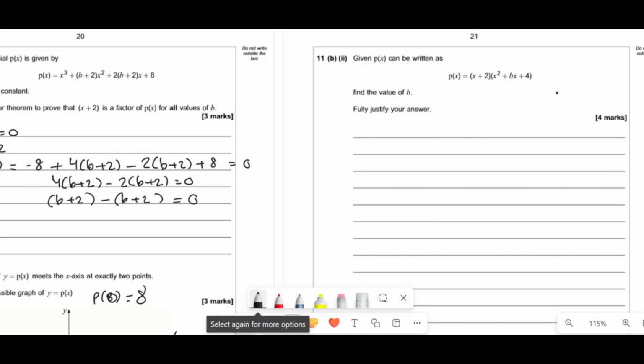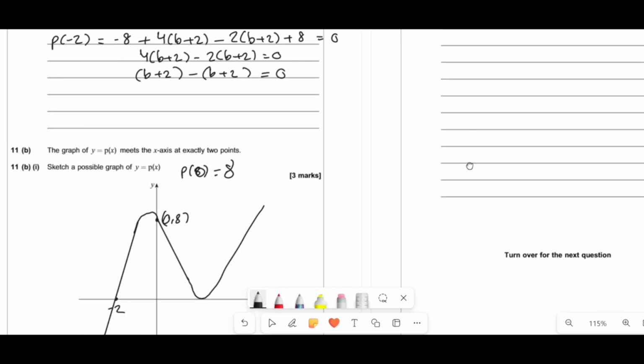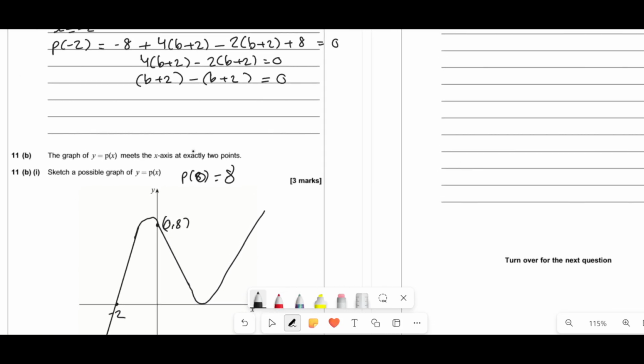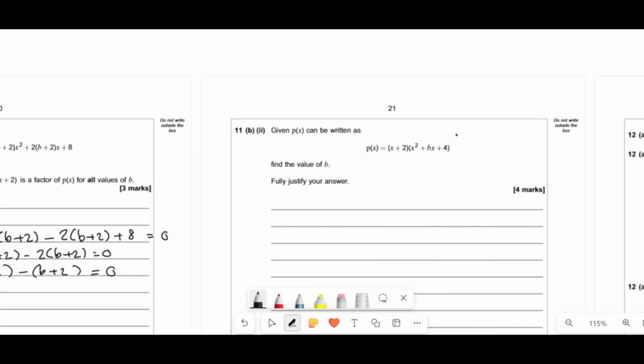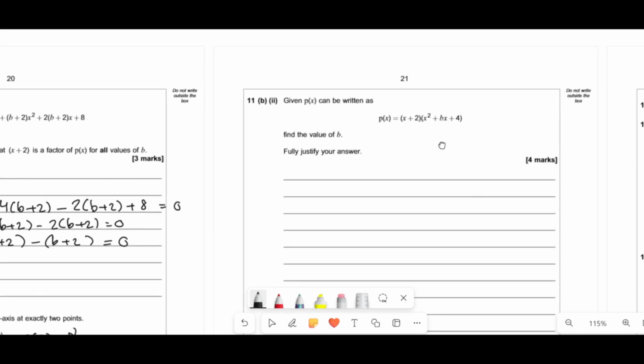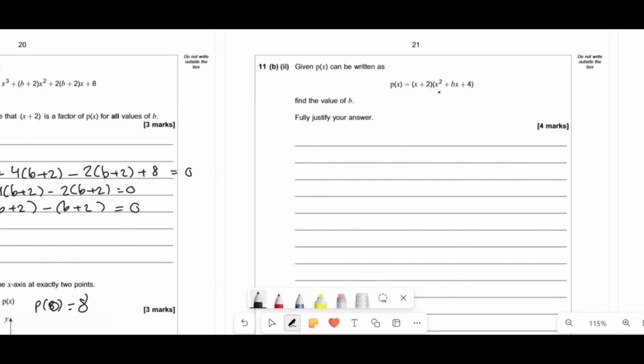So it says, given that p of x can be written as x plus 2 and x squared plus bx plus 4, find the value of b. So in this question, they've told us that it meets the x-axis at exactly 2 points. So the roots of it are going to be here, and there's going to be something else here, but it doesn't go past that axis. So that means that this thing has two values for when it is 0. So that could be that this is minus 2, or this whole thing could make something that eventually becomes 0. So that means that the discriminant of this means it only has one real root. It can only be one value.